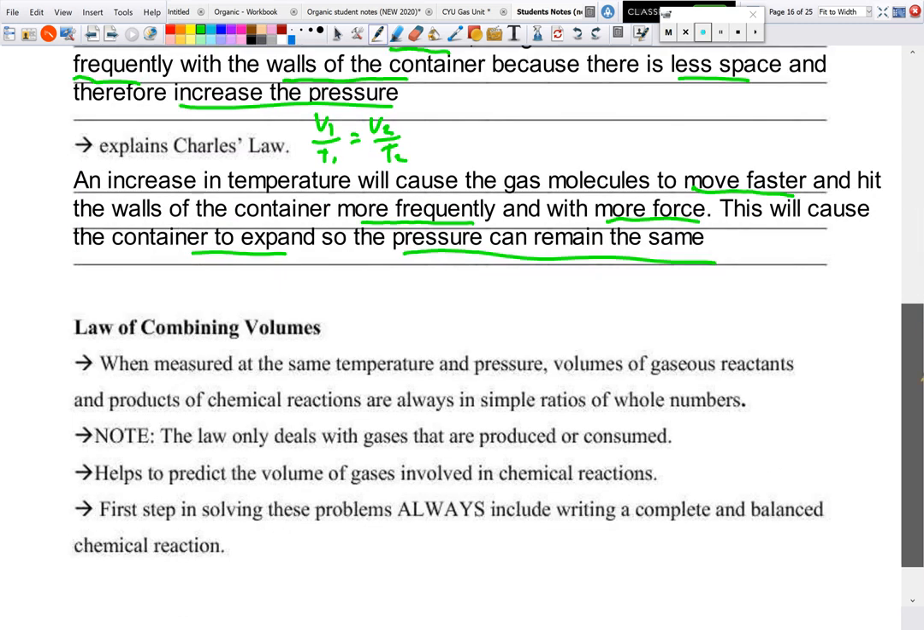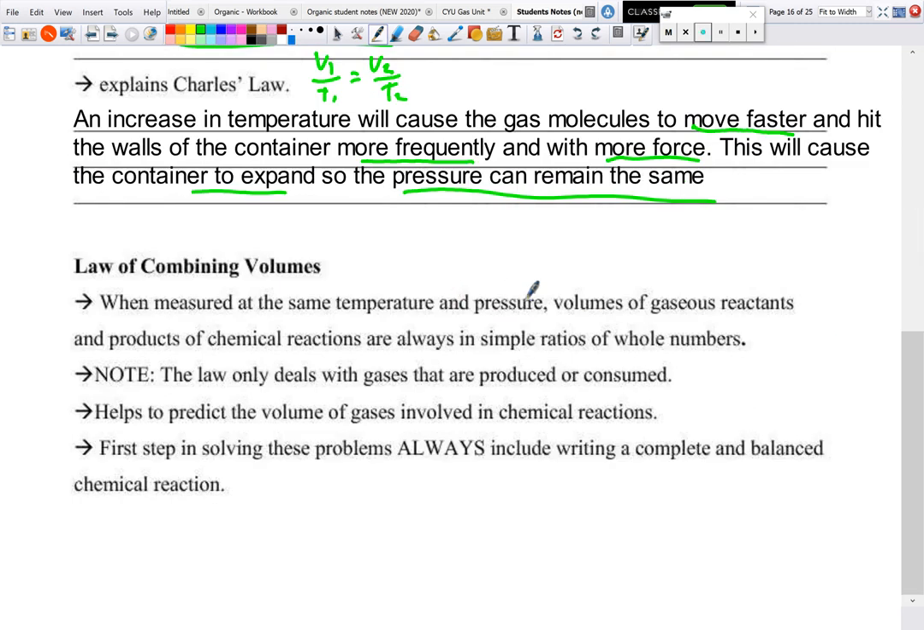So next we're just going to jump right into the law of combining volumes. This states that when measured at the same temperature and pressure, volumes of gaseous reagents and products of a chemical reaction are always in simple ratios of whole numbers. We'll look at what that means in a second. We can only use this with gases that are produced or consumed, and it helps predict the volume of gases involved in a chemical reaction.